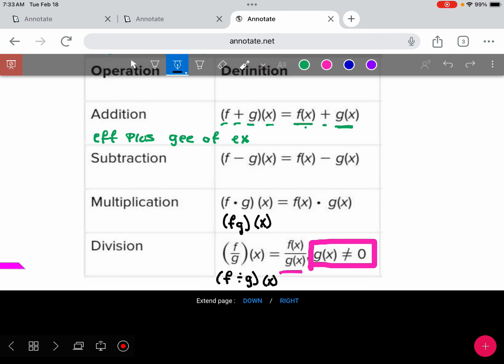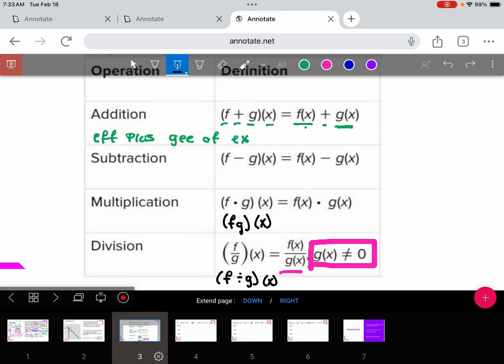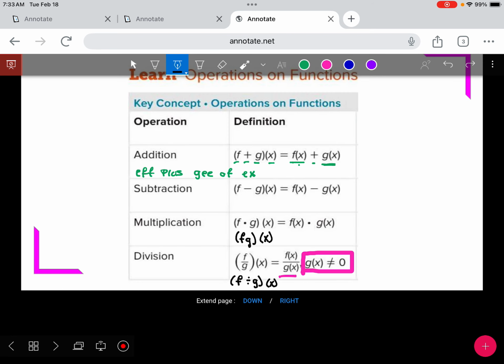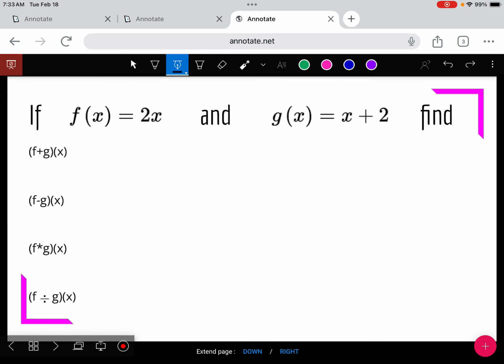So we're going to work with this with a couple of equations, trying to build these pieces together and see what's going to happen when we play with these functions. I'm going to give you two functions: an f of x, which is 2x, and a g of x, which is x plus 2. We're going to do an f plus g of x, an f minus g of x, an f times g of x, and an f divided by g of x. So we're going to do all 4 of those operations with these same 2 pieces.